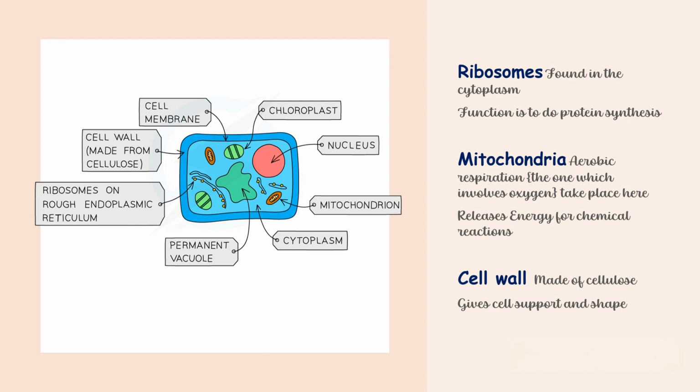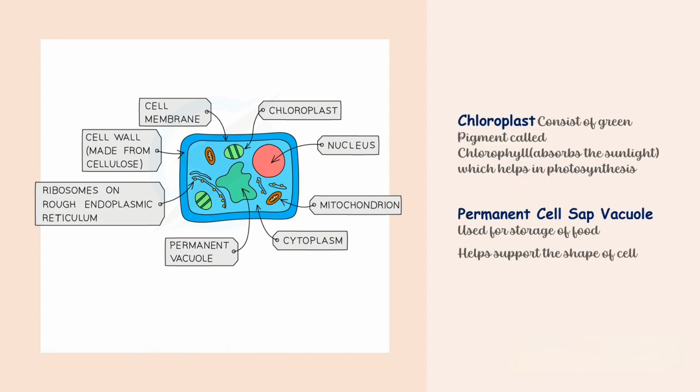Cell wall. Think of the cell wall as the strong outer layer of the plant cell, providing structure and protection. It gives the plant cell its shape and helps support the plant as it grows. It is made up of cellulose. You don't need to know about aerobic respiration at this level.